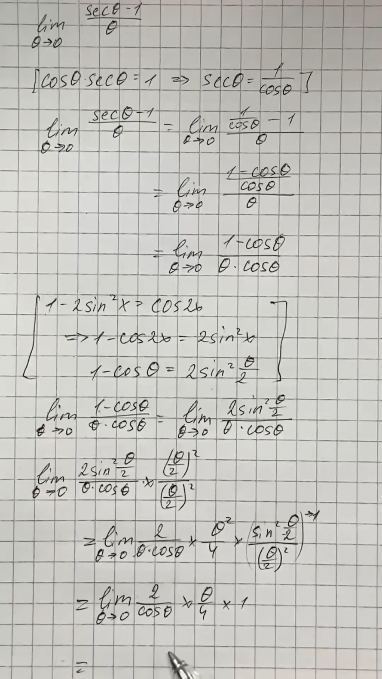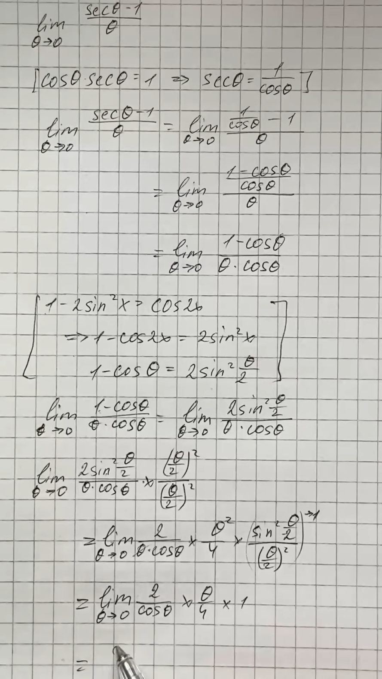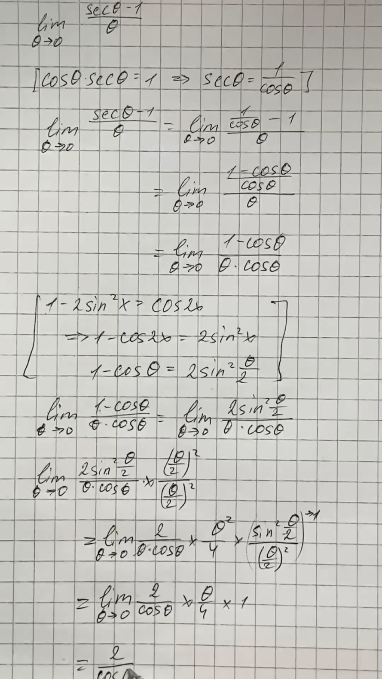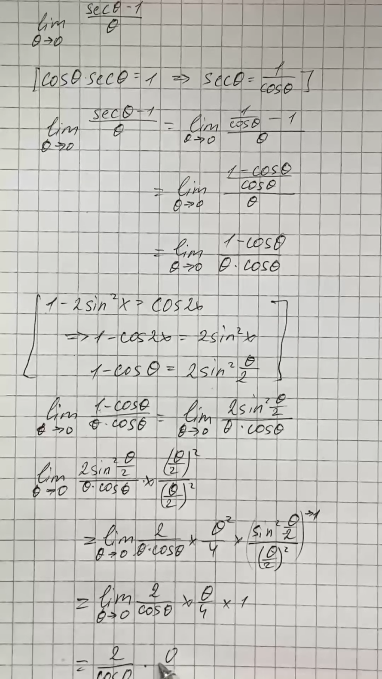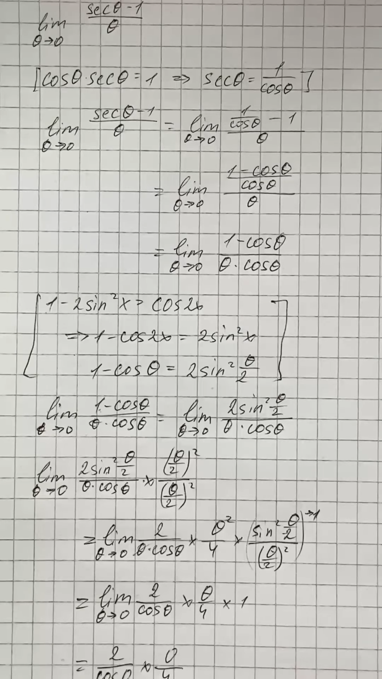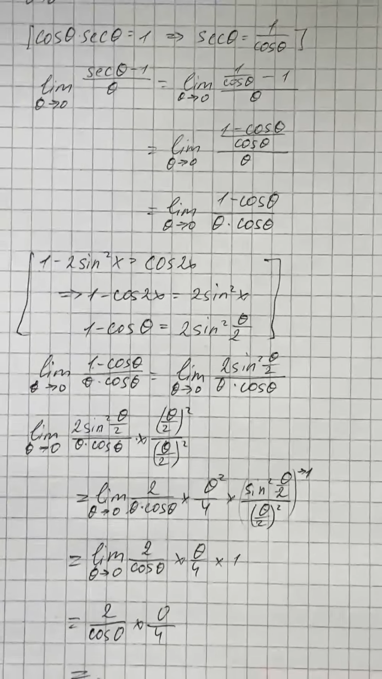Now we substitute theta with 0 to get 2 over cosine of 0 times 0 over 4. So that's going to be just 0.